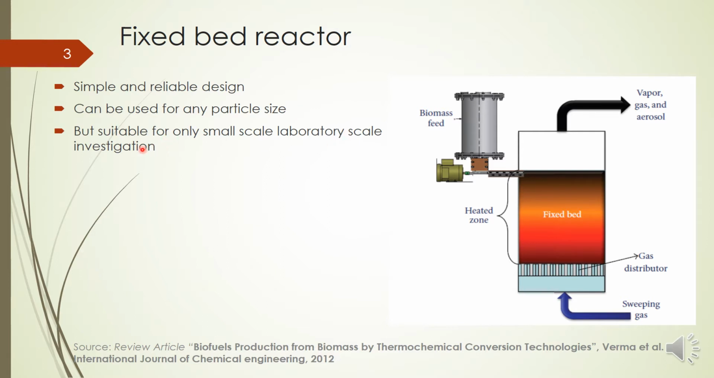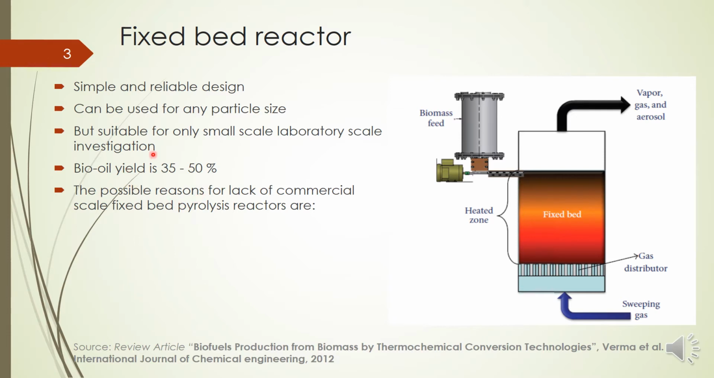We can use biomass of any particle size for this type of reactor. But the problem is that this is suitable only for small scale laboratory type investigations. We cannot industrialize or commercialize this type of reactor for large scale pyrolysis. And its oil yield is also low. The bio oil yield is around 35 to 50% of the total pyrolysis product. The remaining will be gas and char.